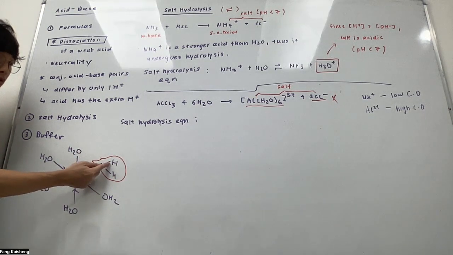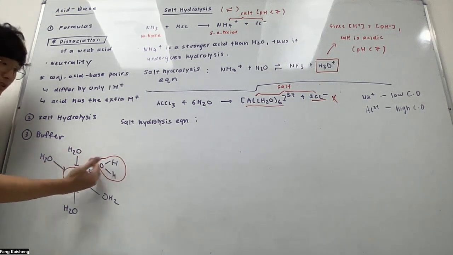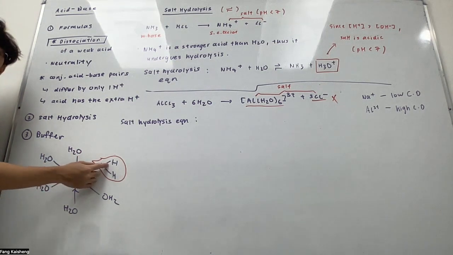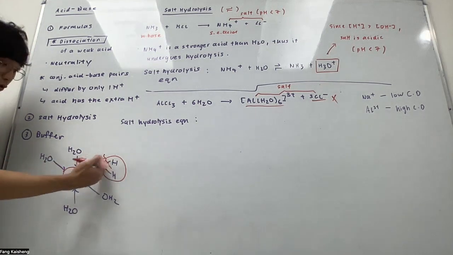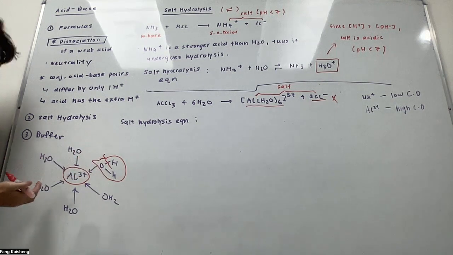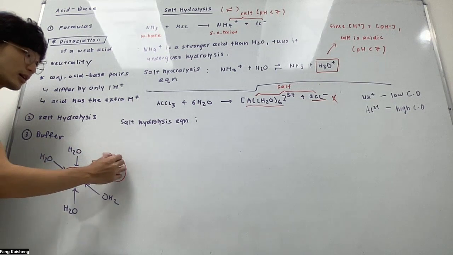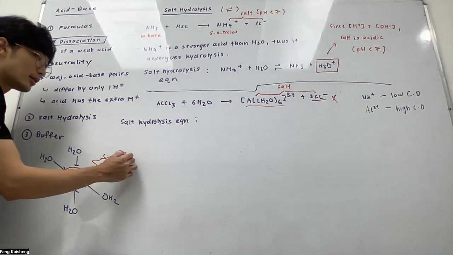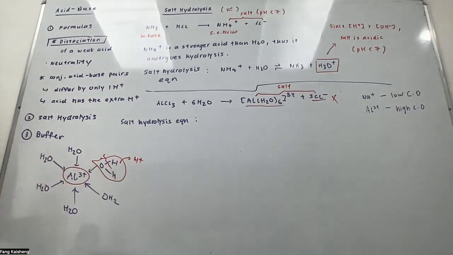What do you think will happen to this bond over here? All the electrons from here are moving towards the center. What happens to the bond? Stronger or weaker? It will be weakened over time because the electrons are all gone, right? Then eventually, what will happen? It will break. And when it breaks, what happens to the H? It comes out as H+. So the solution is acidic.